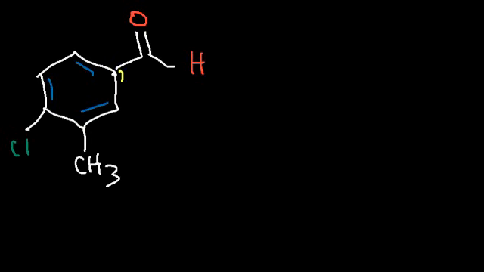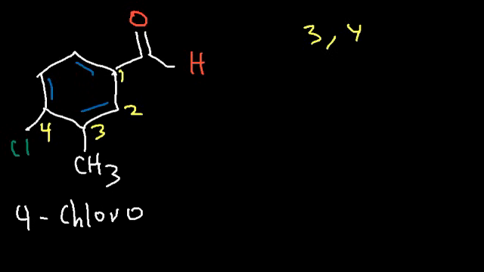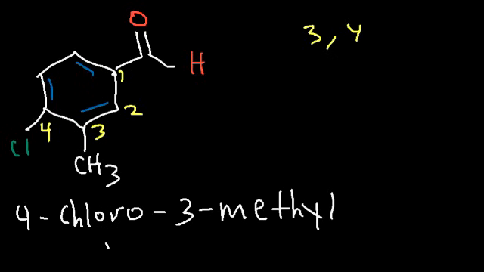So this is going to be carbon 1, 2, 3, 4. We want to count in that direction. If we do, we get a 3 and a 4. If we count it in the other direction, the two groups will be at 4 and 5, which is higher than 3 and 4, so we don't want to do that. So C comes before M, so this is going to be called 4-chloro-3-methylbenzaldehyde.